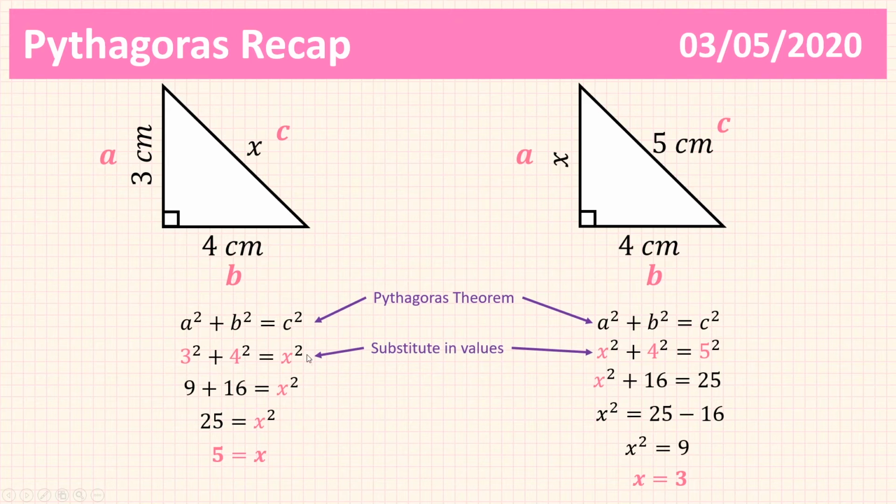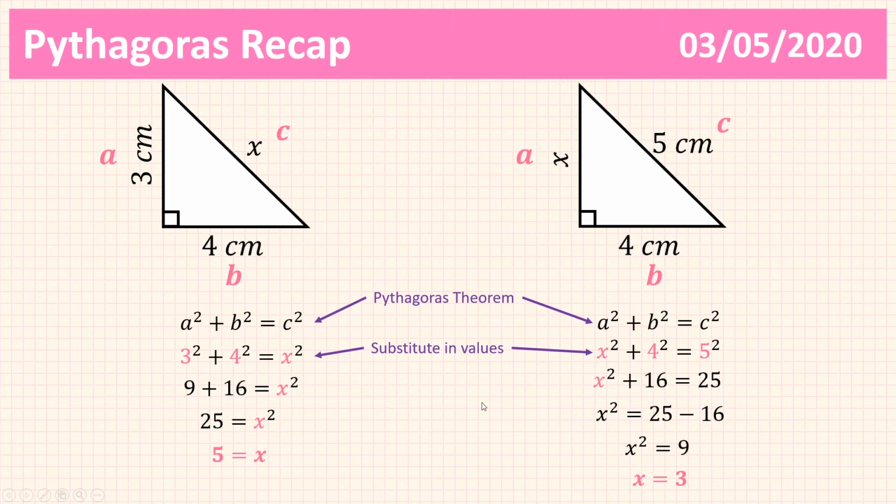The next step, they've substituted the values. So they've replaced the A, the B, and the C with the values from the question. So for example, on this question, they've replaced A with 3, B with 4, and C with X. And on this question, they've replaced A with X, B with 4, and C with 5. That's what they've done.